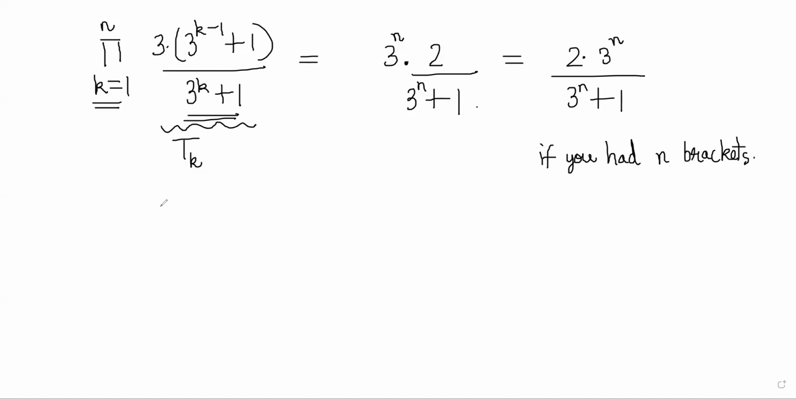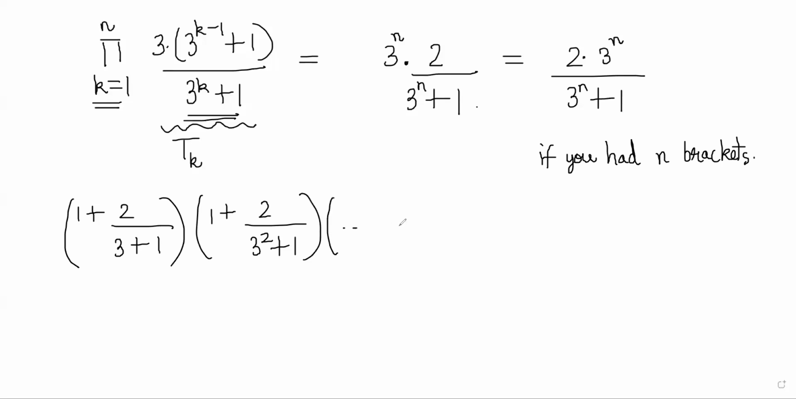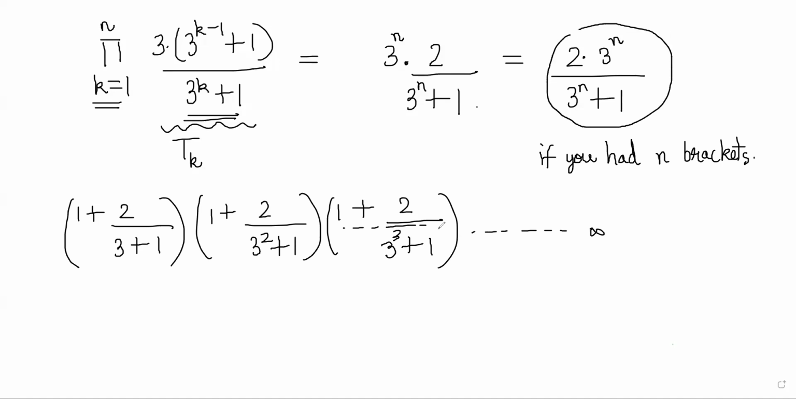But in the problem, we had infinite brackets. The problem was this. This goes on forever. 2 by 3 power q plus 1 and so on. This went on forever till infinity. If you had n brackets, you would get this as the product. So now if there are infinite brackets, what will happen? Can somebody say what will come when you calculate this till infinity?